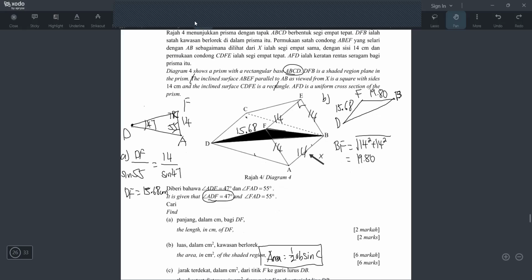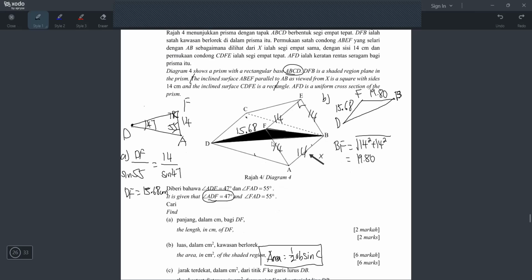So my goal here is to try to find this length, because if I have this length, I can find any angle. Then I can use this area formula already. But how to find BD? That is the issue here. That's the problem here. So BD, how to find? Let's see.